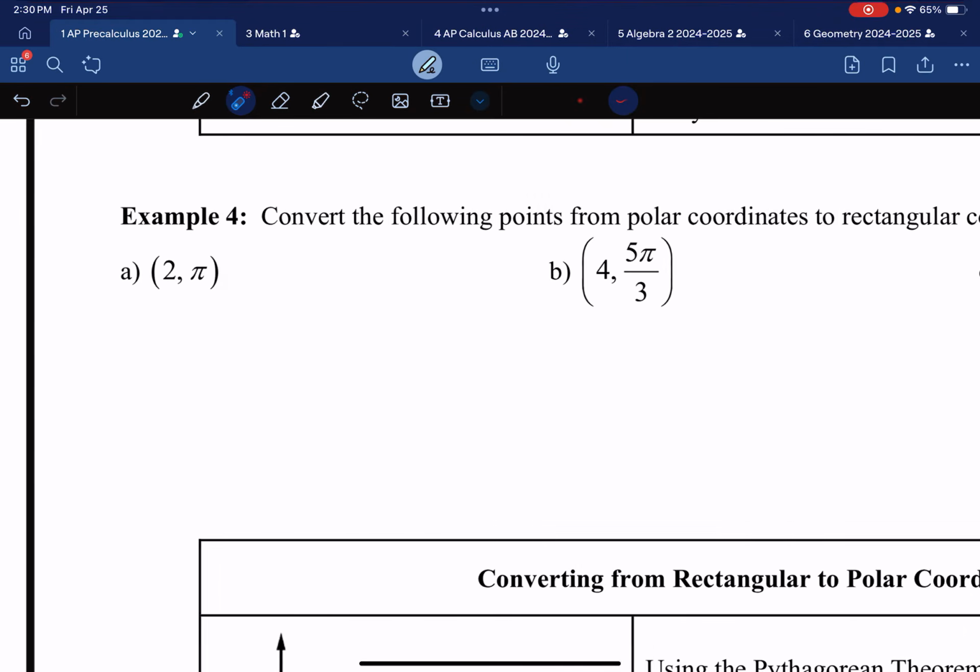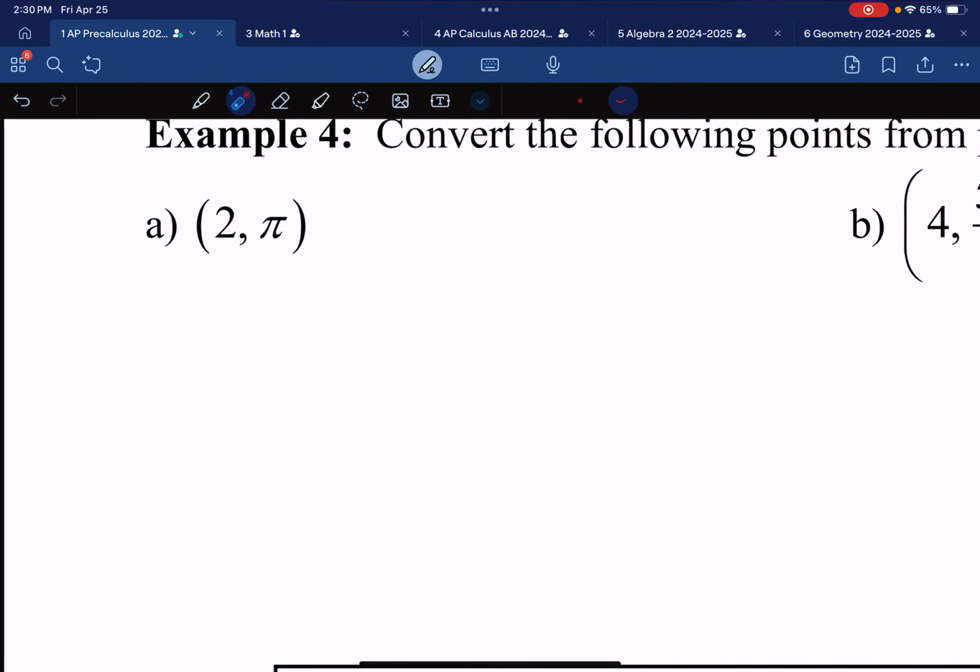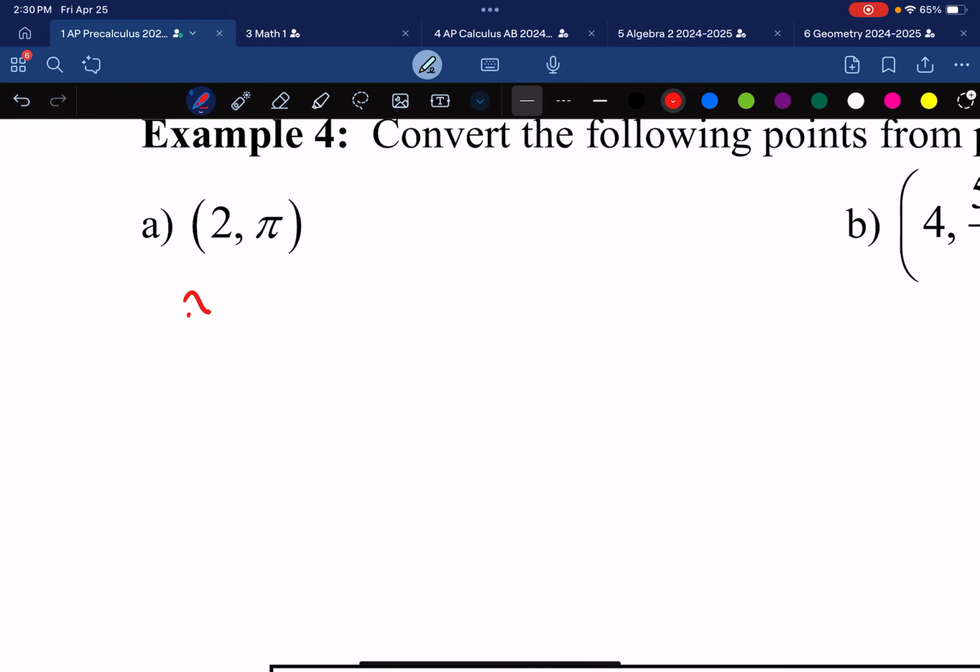So how do we convert these? Just use the formulas is the easiest way of saying this. So you can say, x is going to be equal to r cosine of theta. Okay, well, what is r? This, by the way, goes r and then theta, right? So r is 2. So we can say x here is 2 times cosine of theta, and cosine of theta is cosine of pi now.